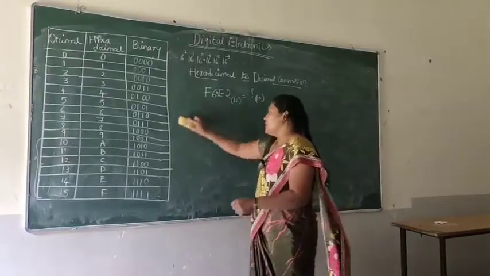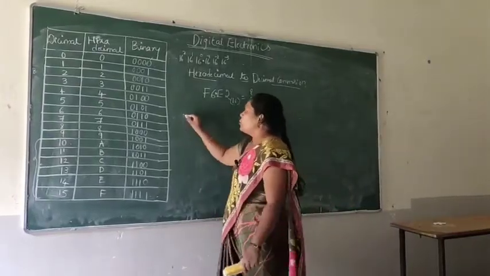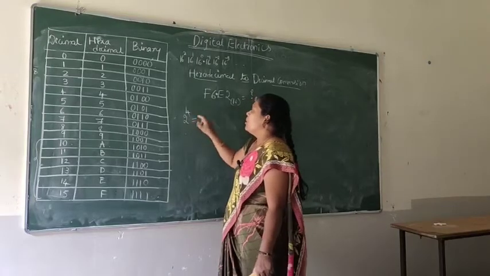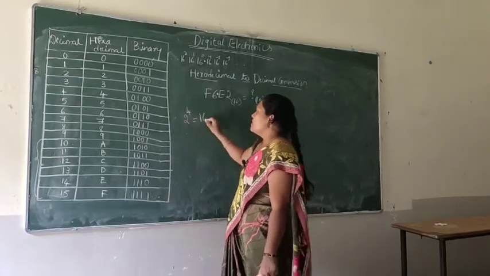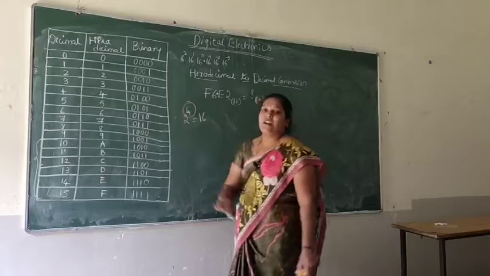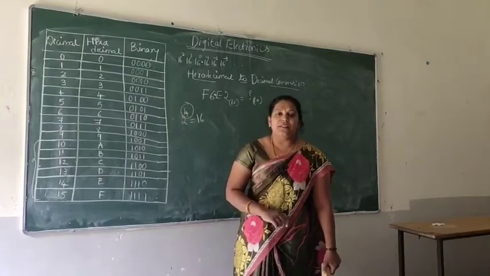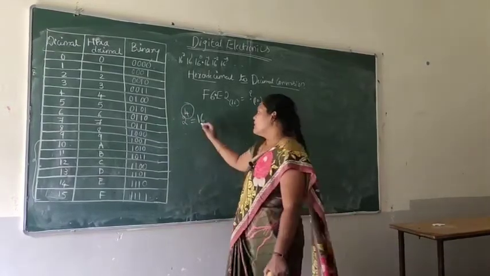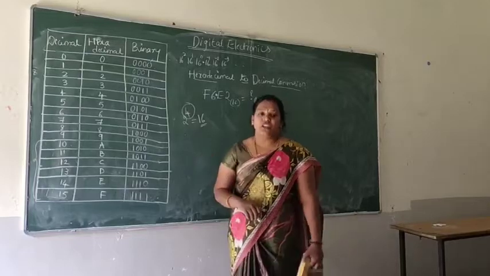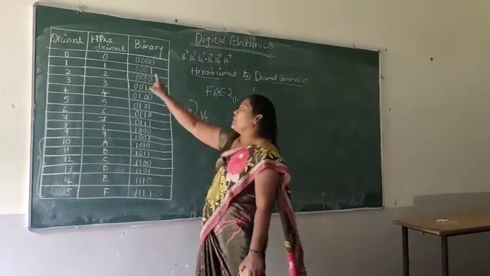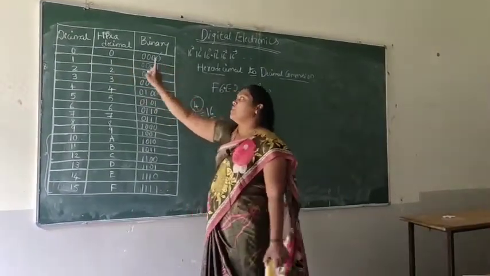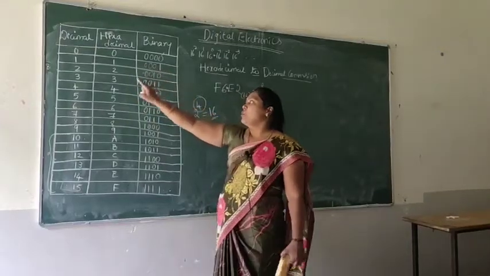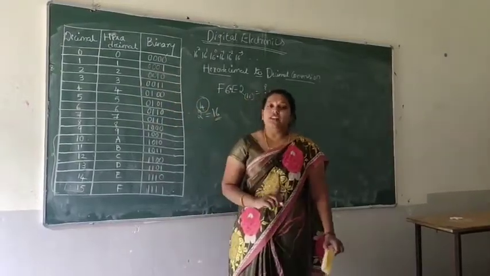That is one point. And one more: what is 2 to the power of 4? 2 to the power of 4 is 16. So how many bits are required? 4 bits are required to represent 16 combinations. So 0 is converted into 4 zeros, 1 is 0 0 0 1, 2 is 0 0 1 0, like that.